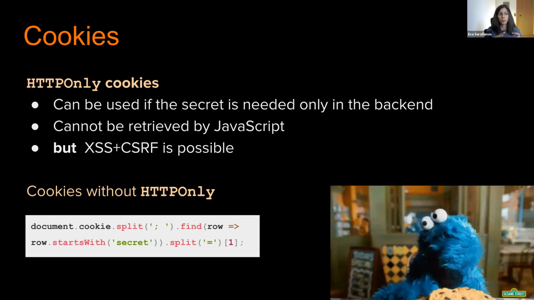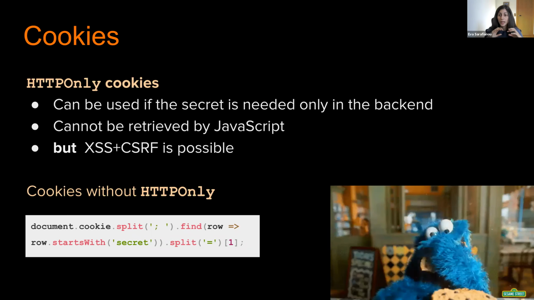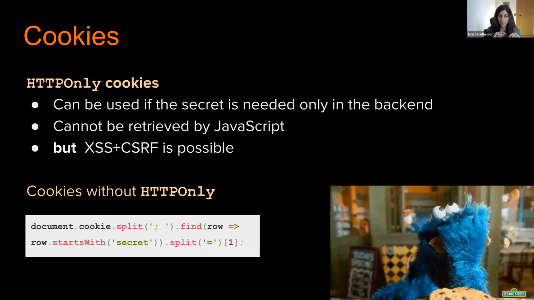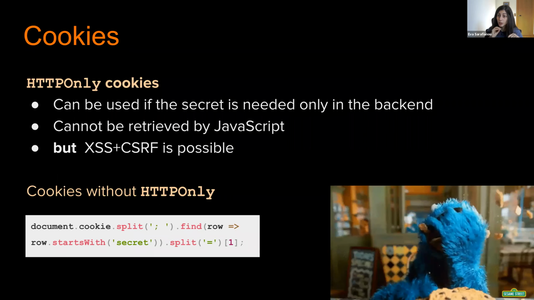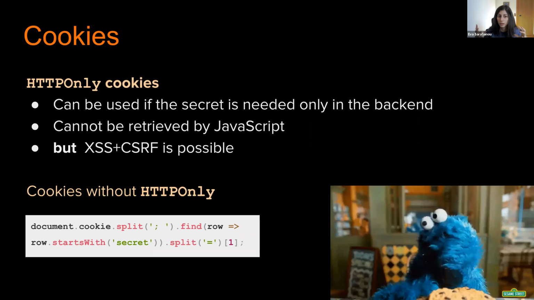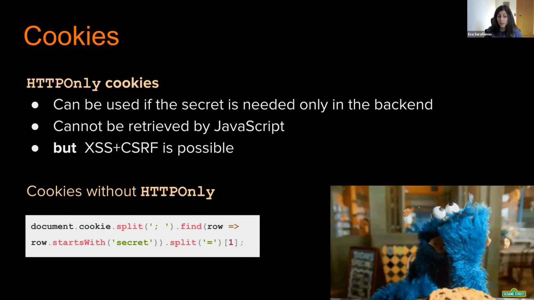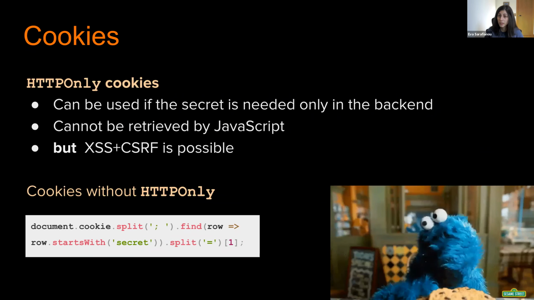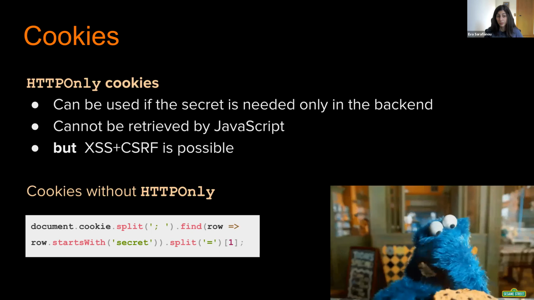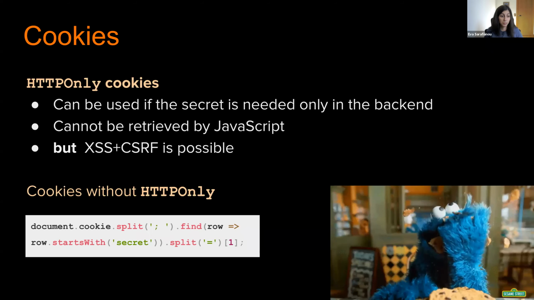So to make it very clear, what HTTP-only cookies offer is that they protect the confidentiality of the secret, meaning that the attacker cannot take the secret value and use it offline, outside of the context of the XSS. Still, if they have XSS and they can use it with CSRF, they can get the results from the backend. Now, if we move to cookies without HTTP-only, they can be retrieved by JavaScript, and it's as simple as the code I have listed there. So this is not an option if we're looking for a secure storage.